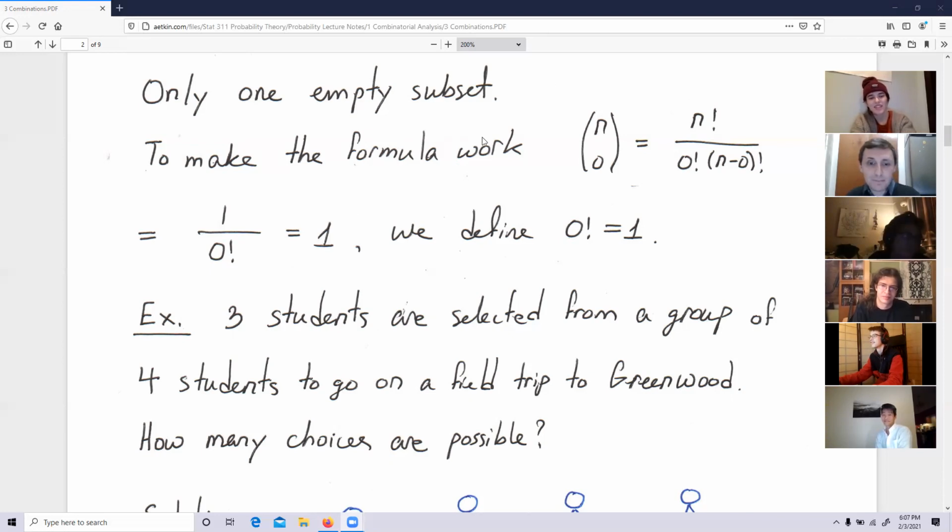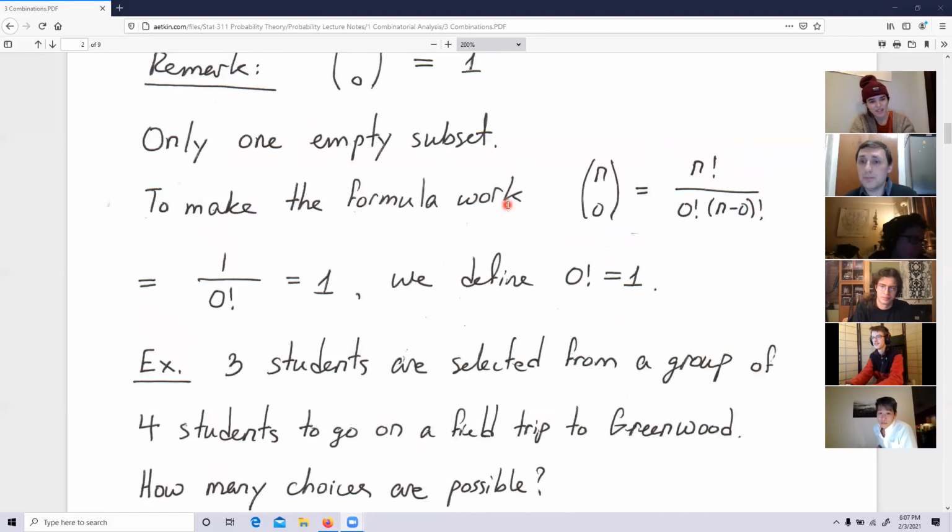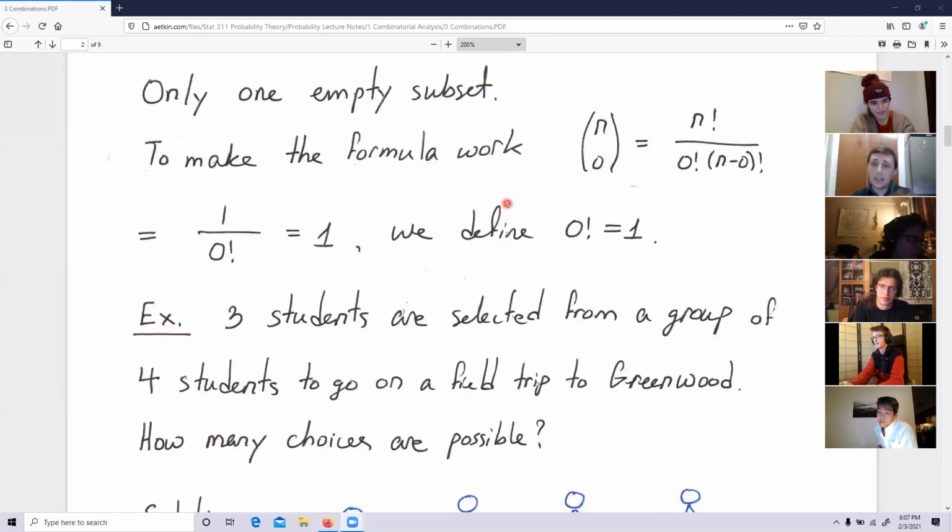Now, out of 4 individuals, how many choices are possible? We can do that in two ways. So go ahead, calculate, and see if you can calculate in this case very easily, and then we'll do the more general calculation.